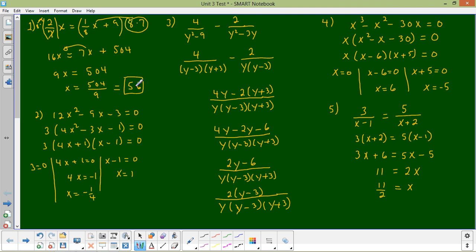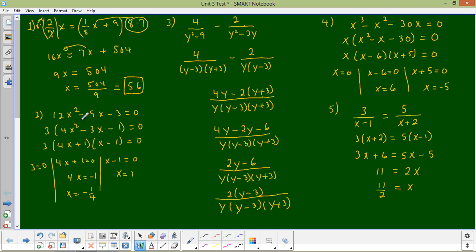You should have the simplified form. You shouldn't really put 504 over 9. That might work. I'm not sure of the settings on that question. It might accept that answer. Preferred answer would be just a 56 in the answer space.